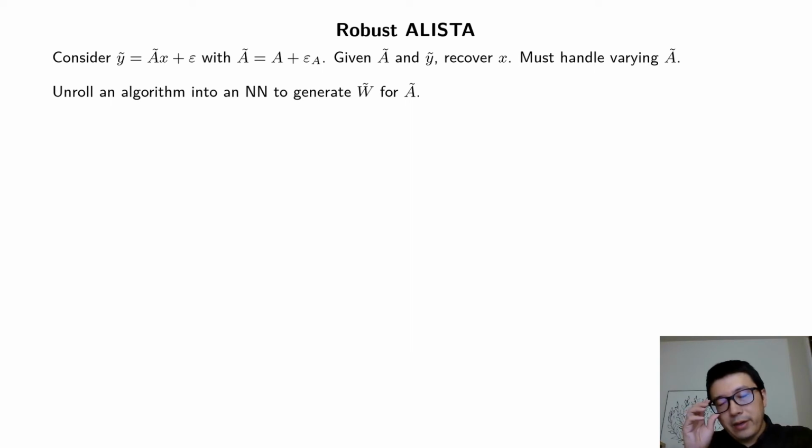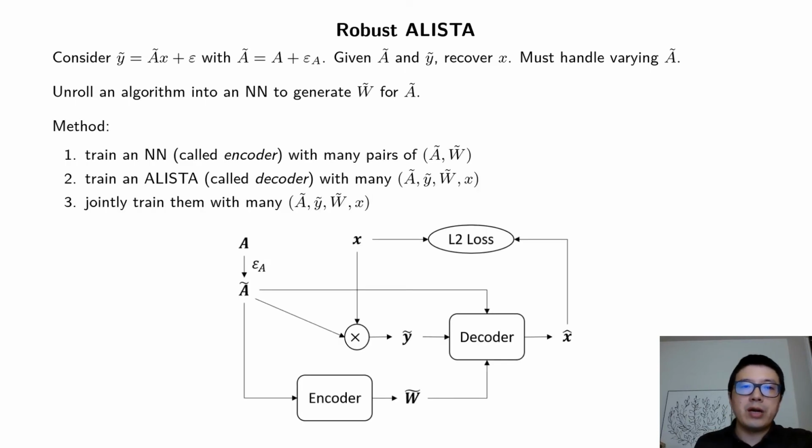Recall we solve a quadratic program in order to map A to W. Well, this itself can be unrolled and made into a neural network with trainable parameters. Without going into details, I'll just give you the overall idea. We train a neural network, which we call the encoder, with many pairs of noise-corrupted A matrix, which is called A tilde, and the corresponding solution W tilde of the quadratic program. And then with that W tilde and this A tilde, we generate a bunch of signals and their measurements, and we train A-LISTA, which we call the decoder.